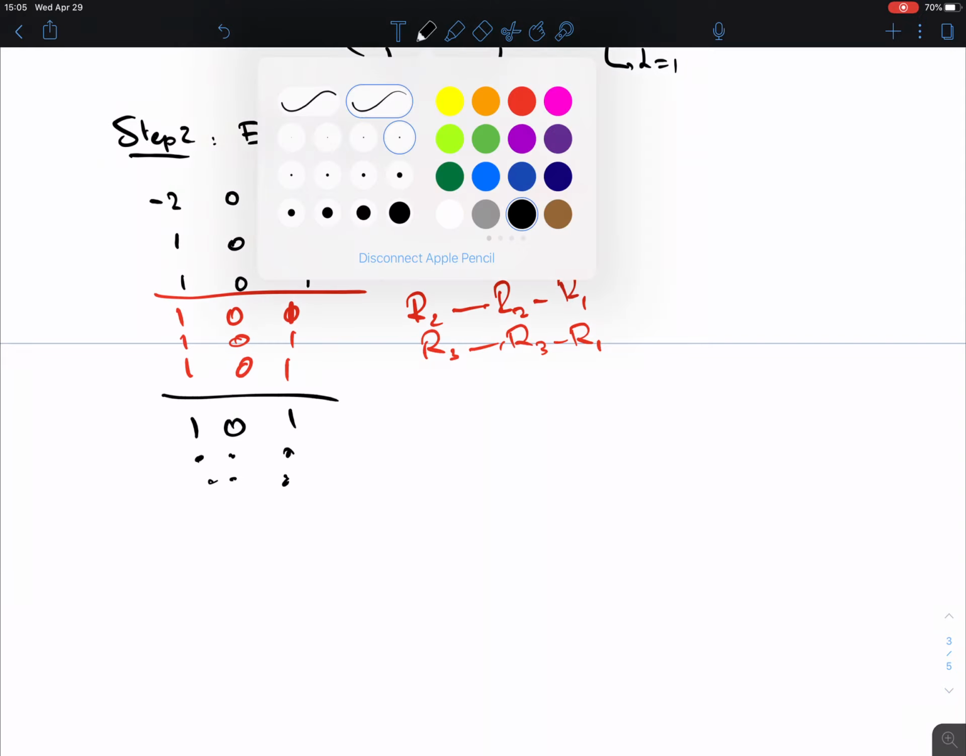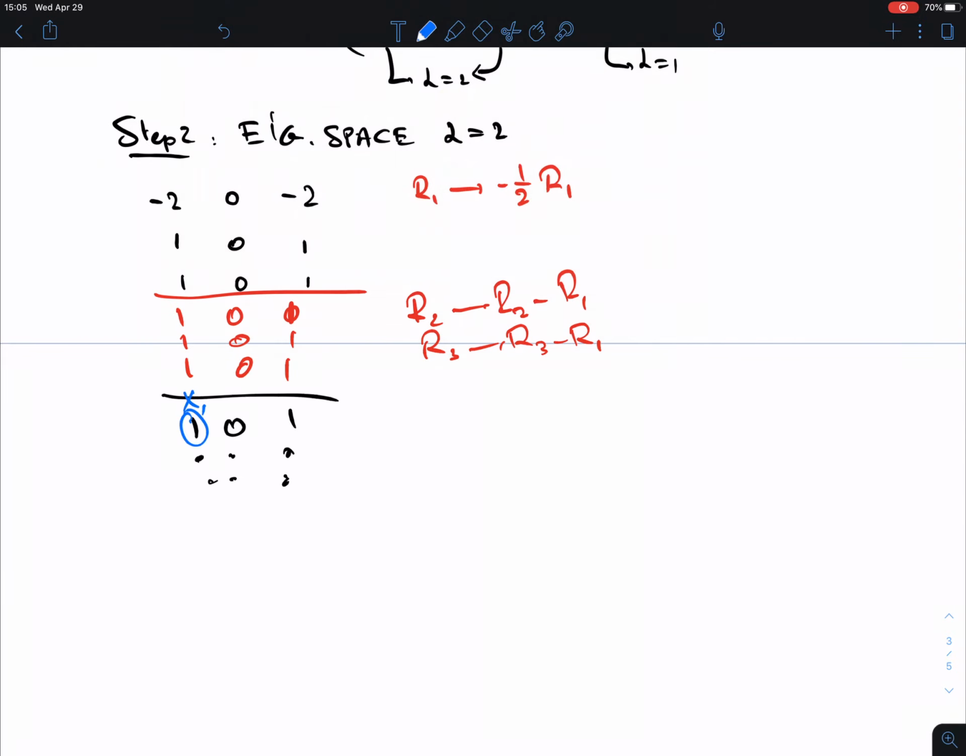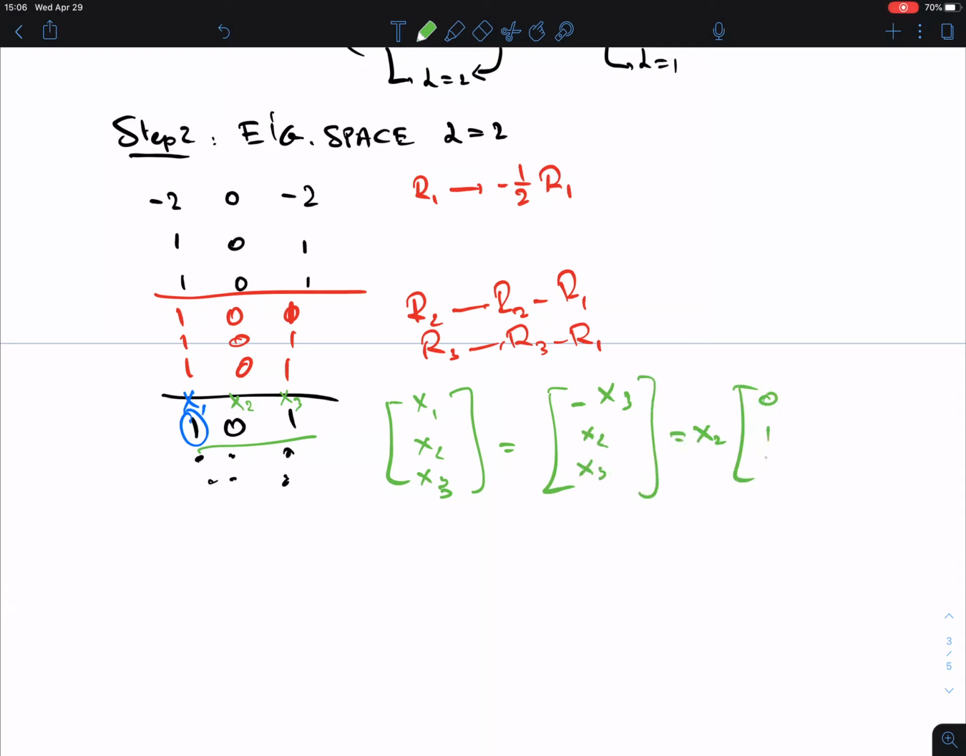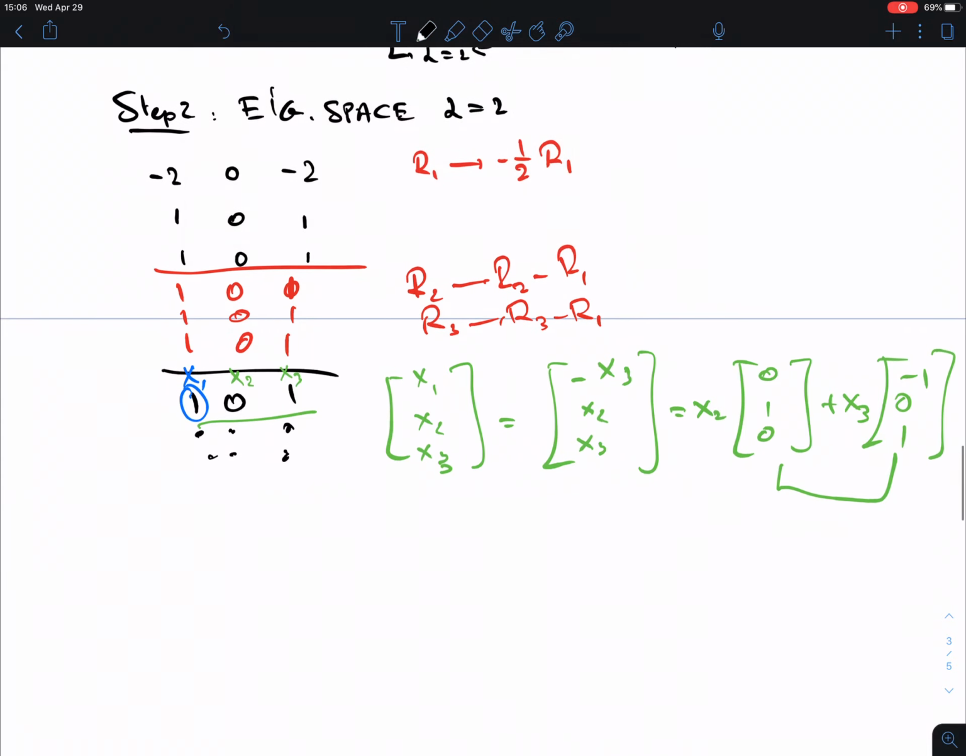Okay, so we have our pivot, x1, and we have 2 free variables, x2 and x3. So we get x1, x2, x3. From this equation x1 is equal to negative x2, and x2 and x3 are equal to themselves. So we get x2 times 0, 1, 0, plus x3 times minus 1, 0, 1. These are the two basis vectors, no need to clear denominators here. Okay, so that's the eigenspace for lambda equals 2.